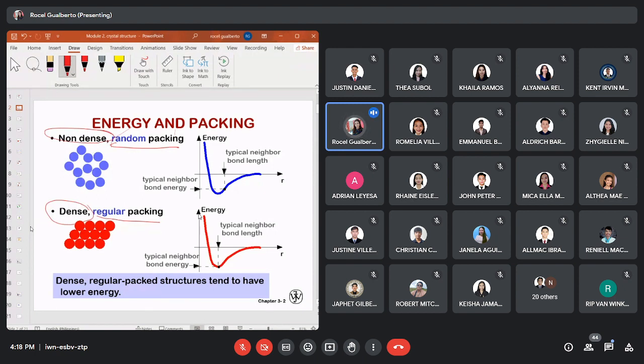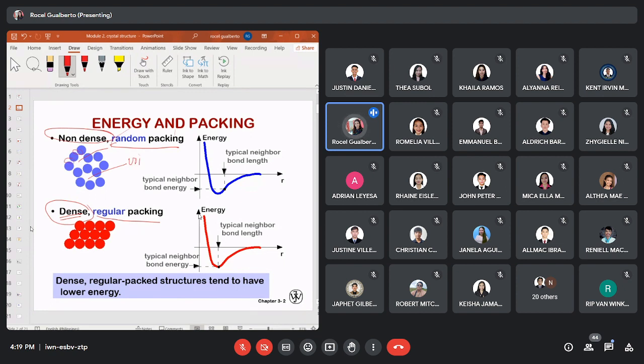Dito kasi talaga magkakatabi sila, tangent with one another, and there is a specific na arrangement. So, yun po yung nandito sa regular packing. That is why that makes it more dense kaysa po doon sa random. Another thing, have you seen these spaces? Kung mapapansin po natin, madaming spaces in between. Even on the neighbor atoms, meron pa rin po tayong spaces na makikita.